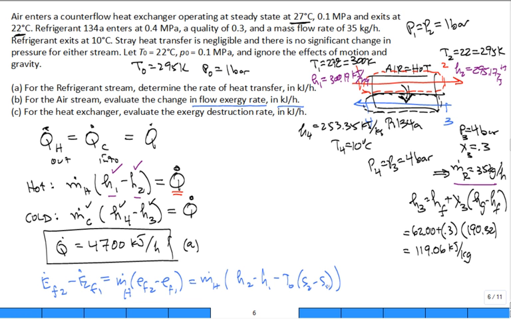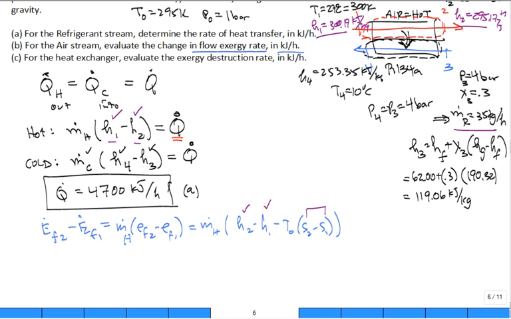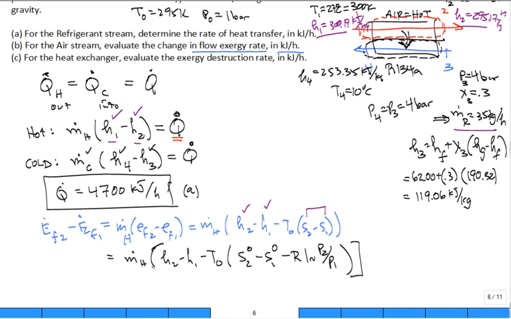Okay, so we already know how to get these H's. We looked them up in the air table. How do we get the change in the entropy? So this will be equal to the mass flow rate of the hot times H2 minus H1 minus the dead state temperature times S2 naught minus S1 naught minus R natural log of P2 divided by P1. Do you understand that equation?